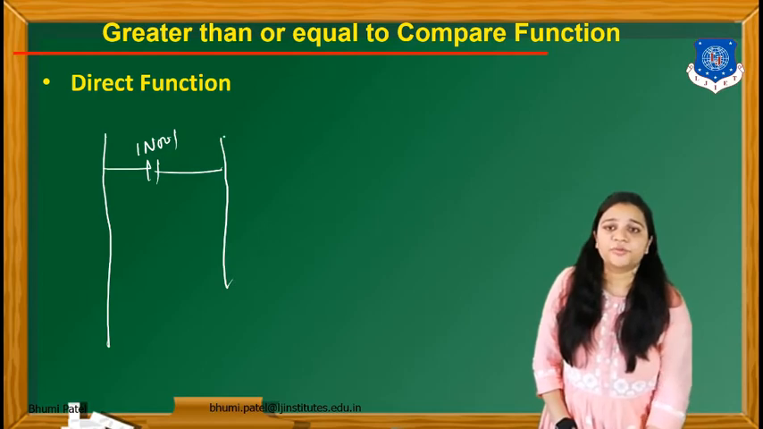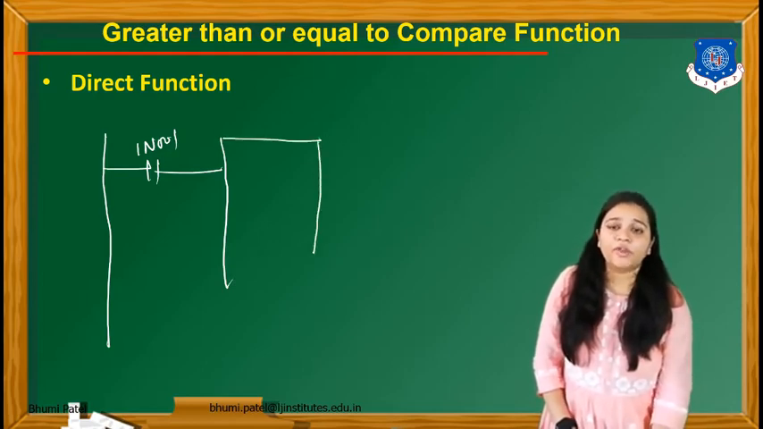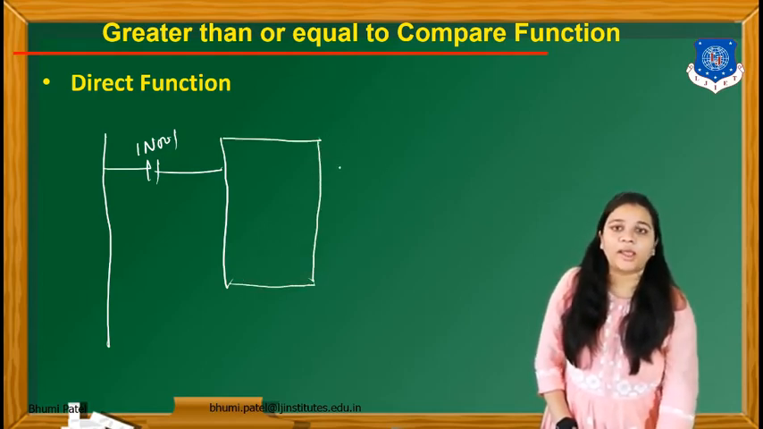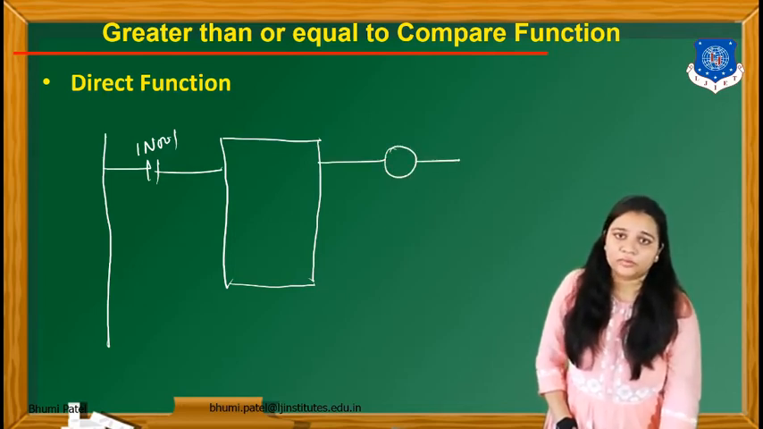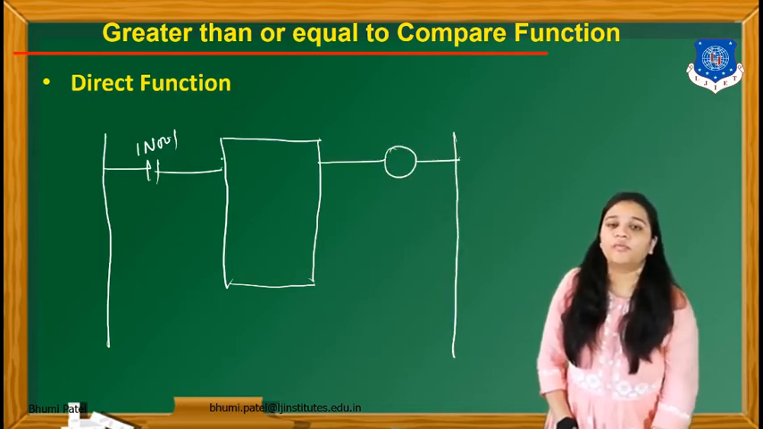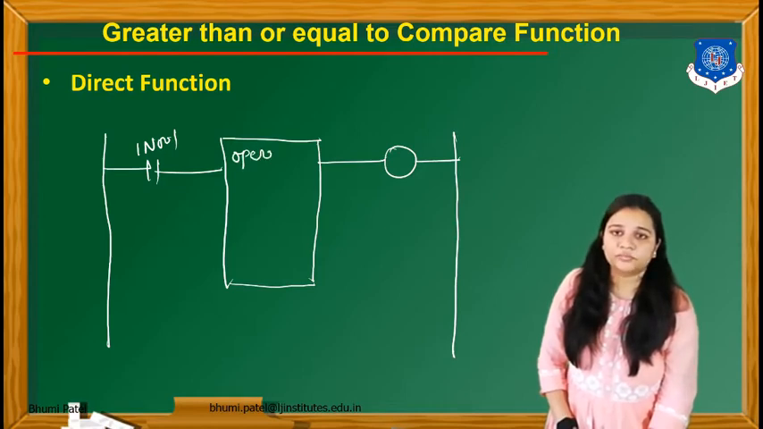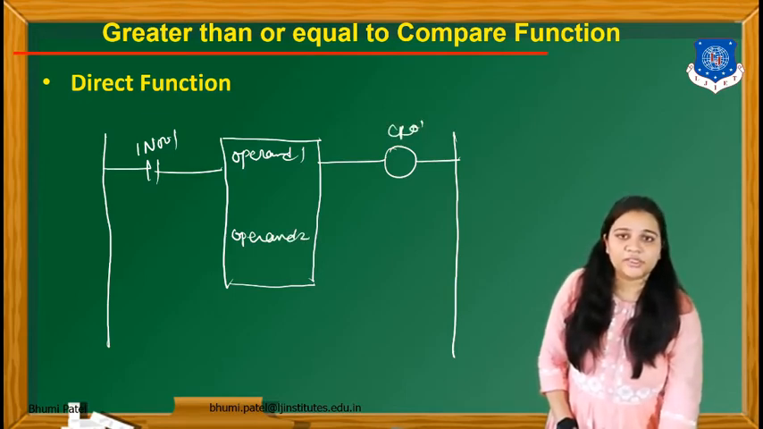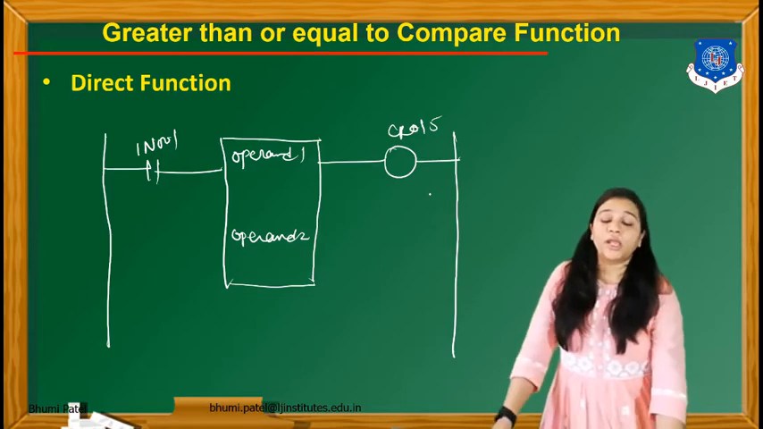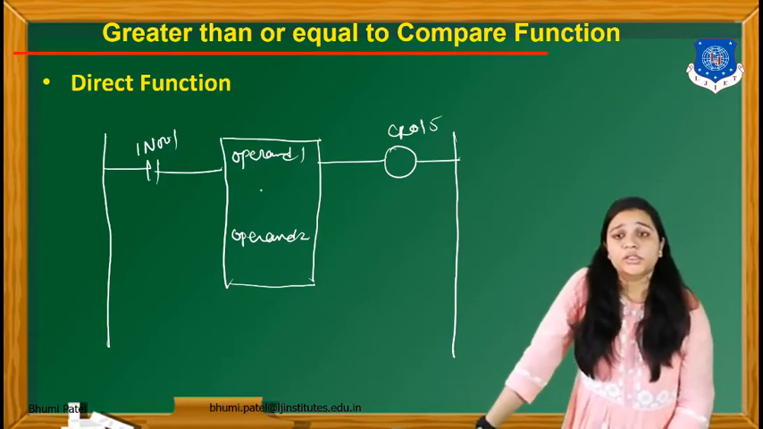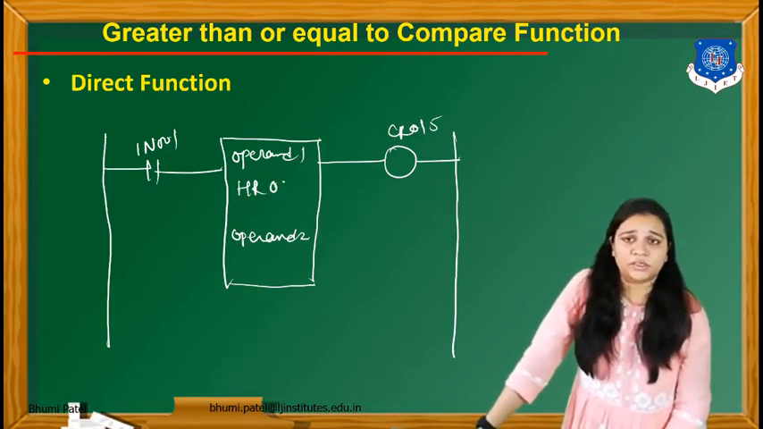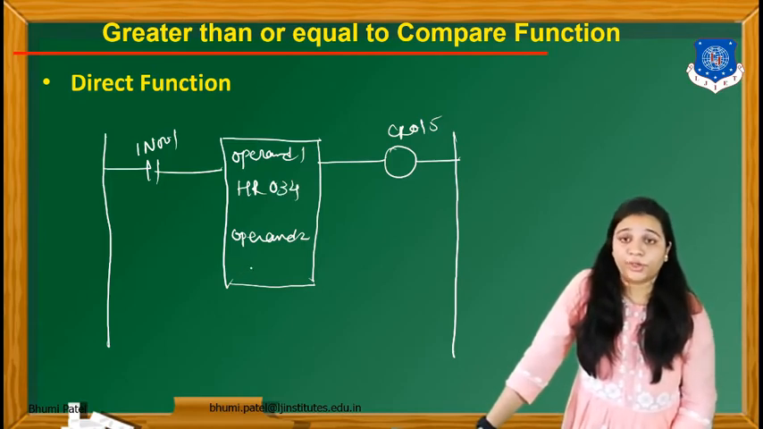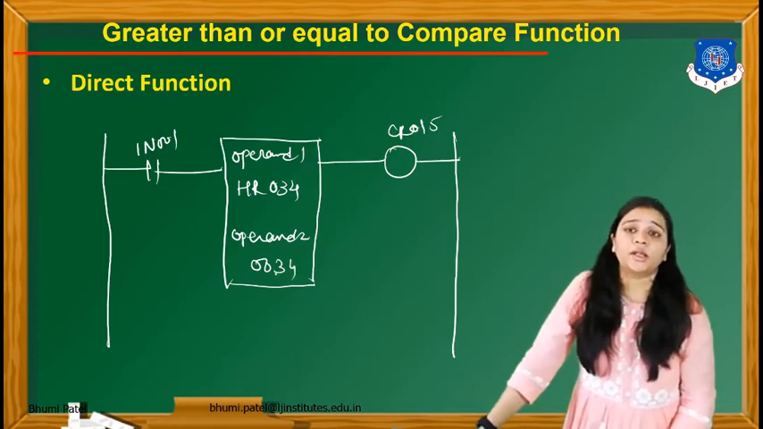Okay, input must be enabled. After that we have to use a block format and one output coil. In the block format we have to take operand number 1 and operand number 2, and here the name of the output is CR050. Now in operand number 1, suppose we take one register, and in operand number 2 we take some number, suppose 0034.